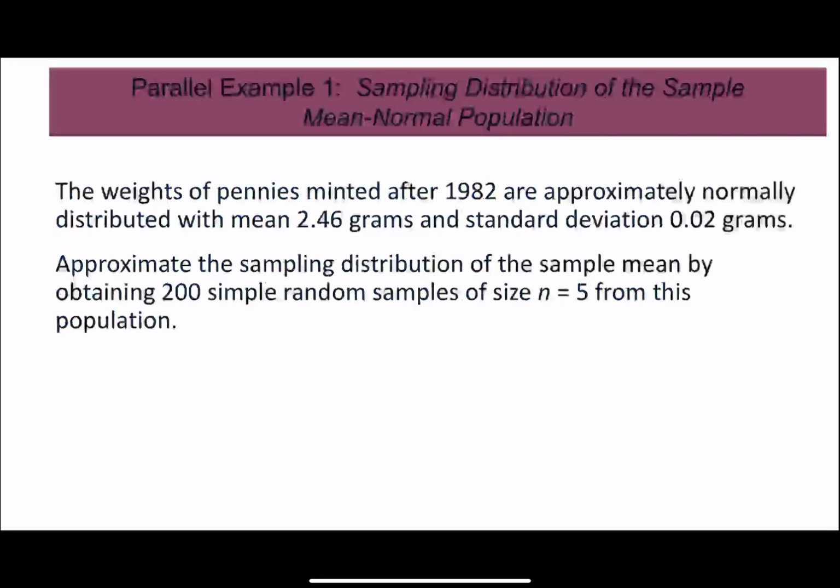All right. So here's an example here. The weights of pennies minted after 1982 are approximately normally distributed with a mean of 2.46 grams and a standard deviation of 0.02 grams. We're going to approximate the sampling distribution of the sample mean by obtaining 200 simple random samples of n equals 5 from this population. So basically what happened was they grabbed 5 pennies and then they averaged their weights. Grab 5 more pennies, average their weights. They do that 200 times.